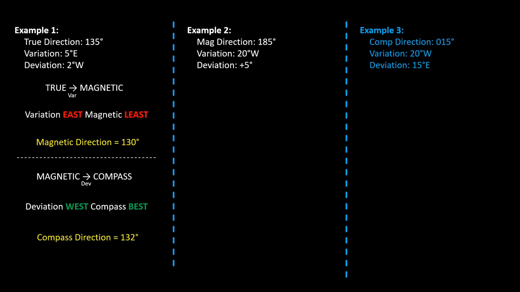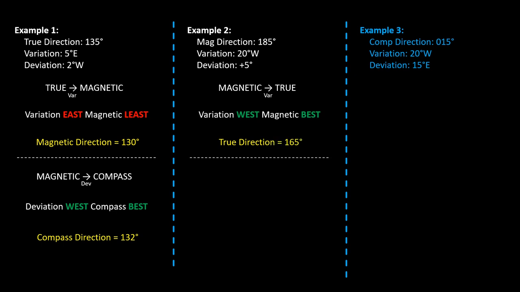To find true direction from magnetic direction, we need variation. Variation west, magnetic best. Magnetic direction is more than true direction by the variation amount. Thus, true direction is 165 degrees.